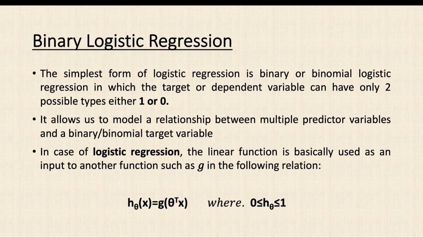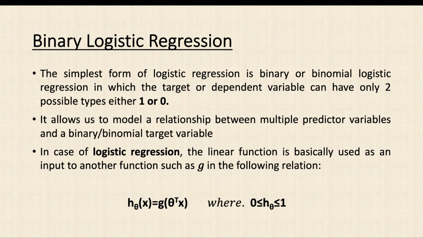Now, first is binary logistic regression. So it is the simplest form. Either it is a 0 or 1, right? So it is also known as binary or binomial logistic regression, in which the target or dependent variable can have only two possible types. It allows us to model a relationship between multiple predictor variables and a binomial target variable.